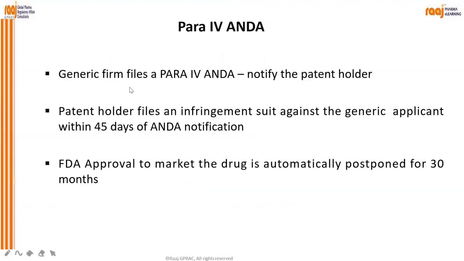For a Para 4 ANDA, the generic firm files the Para 4 ANDA and notifies the patent holder. Whenever you are filing Para 4, you have to notify the patent holder, the innovator, and the patent holder files an infringement suit against the generic applicant within 45 days of ANDA notification. FDA approval to market the drug is automatically postponed for 30 months. So this is the case study given for Ranbaxy. If your Para 4 is not acceptable to the innovator, whatever challenge is given, the patent holder can sue you within 45 days of the notification, and you get an automatic 30-month stay on your ANDA approval. So for 30 months your case will be fought in US court.